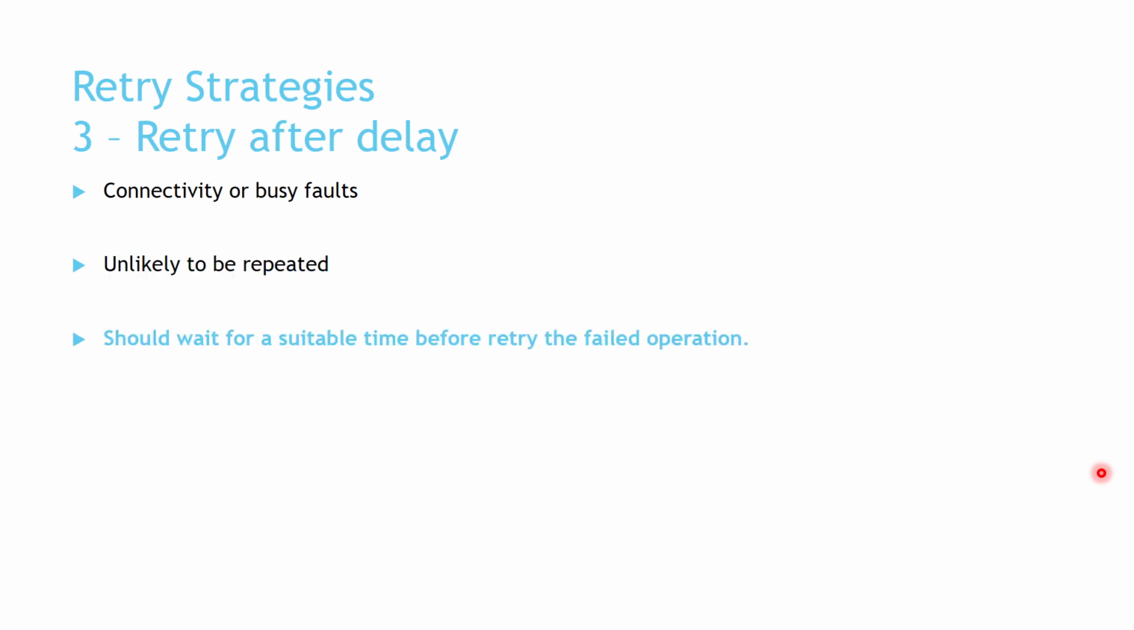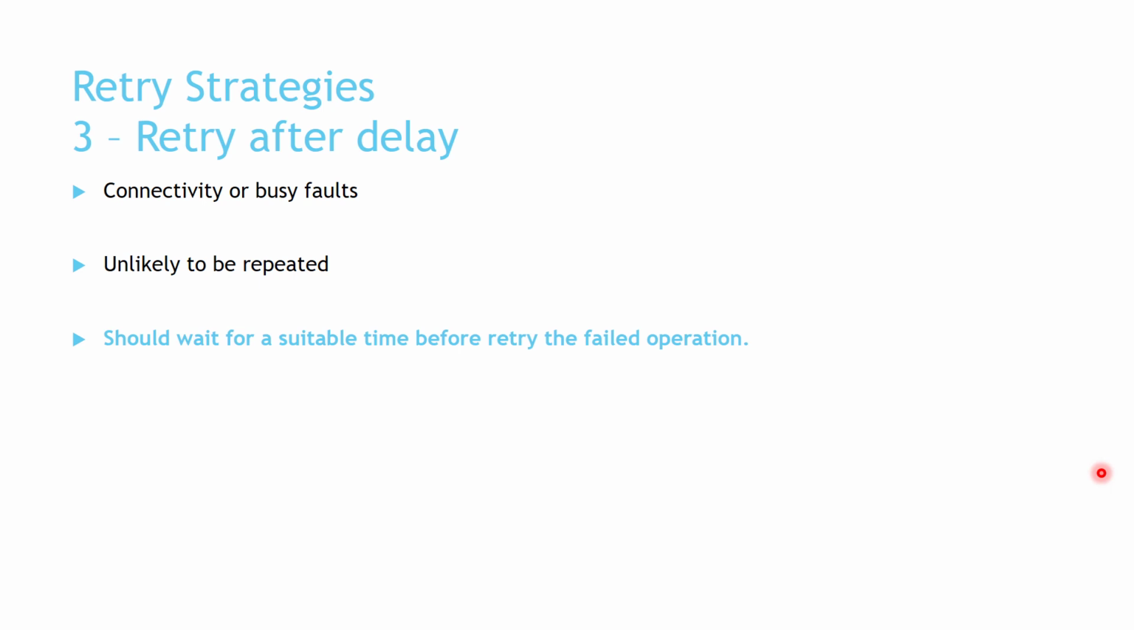However, in the third strategy, we are going to retry, but after a certain delay of time. And we use this when there is a connectivity or a busy fault, pretty much similar to the database example I was talking about earlier on in this video. In this strategy, the error is unlikely to be repeated if we waited a little bit of time before sending another retry request. This is the main difference between the third strategy and the second strategy: the period of time that we need to wait before sending another request.